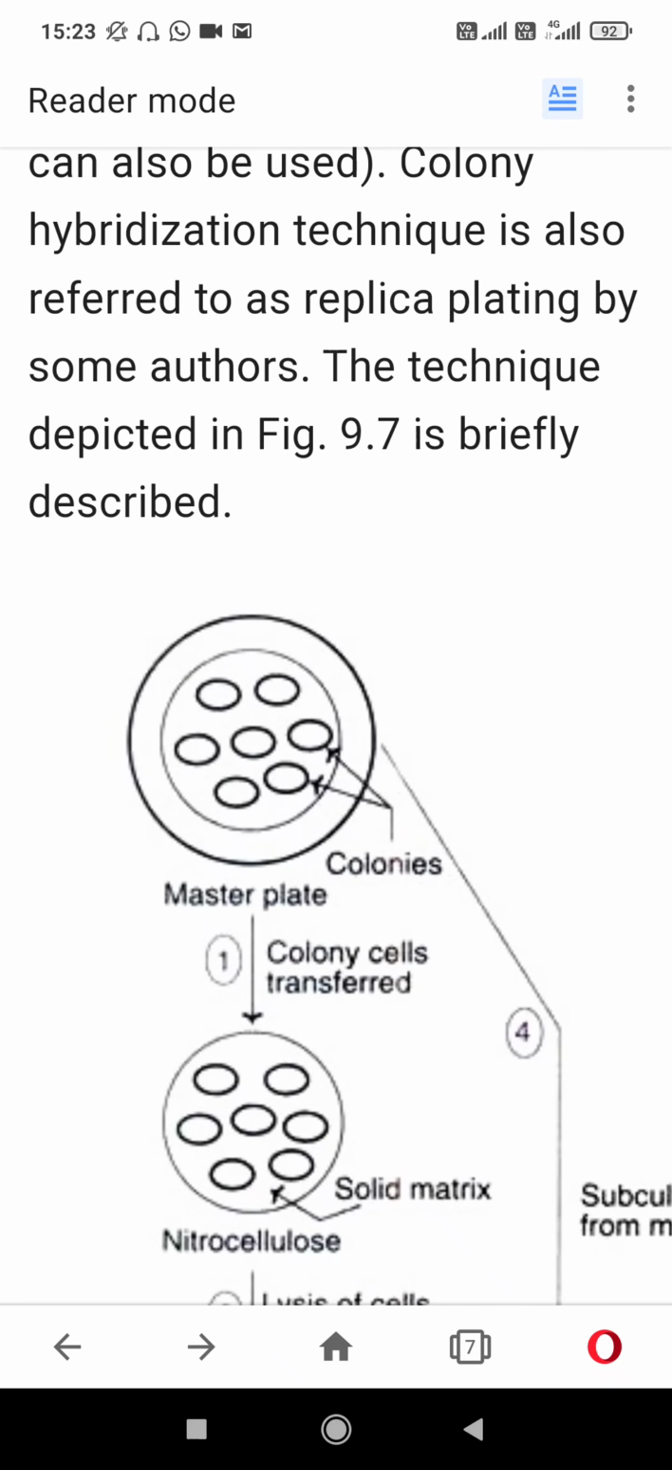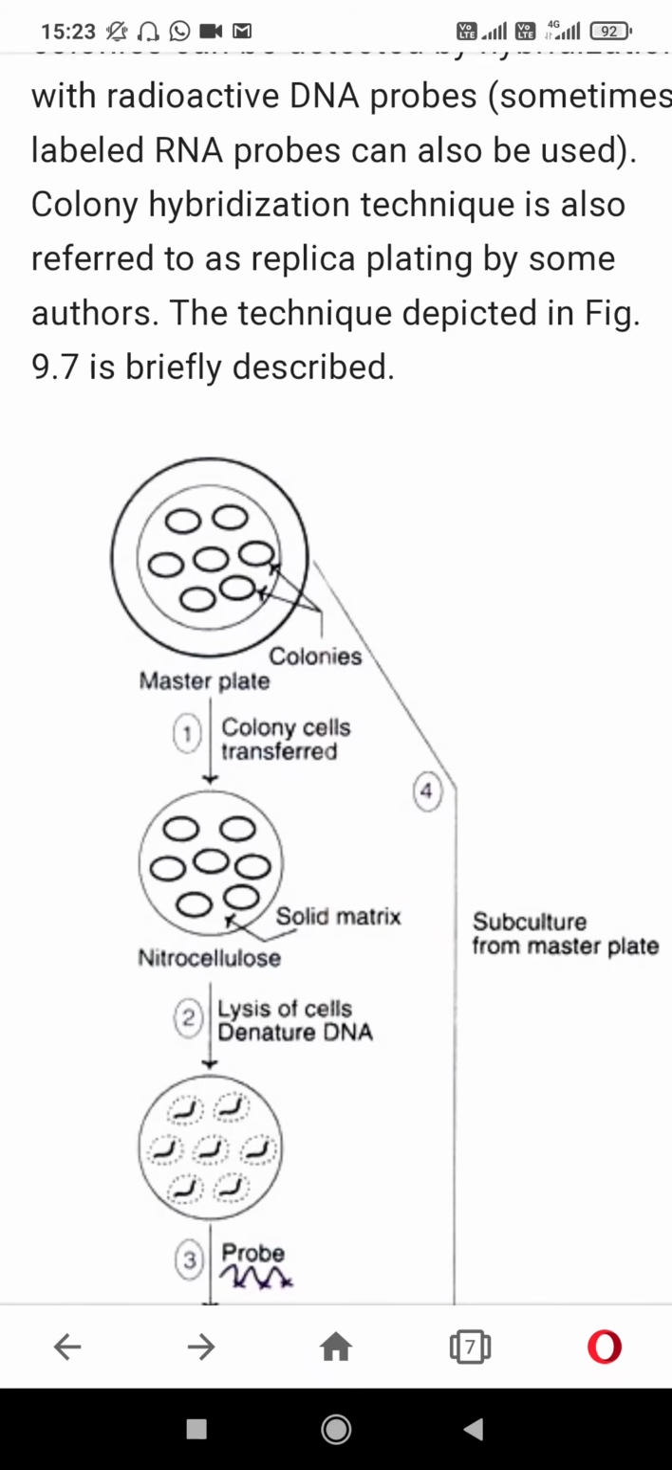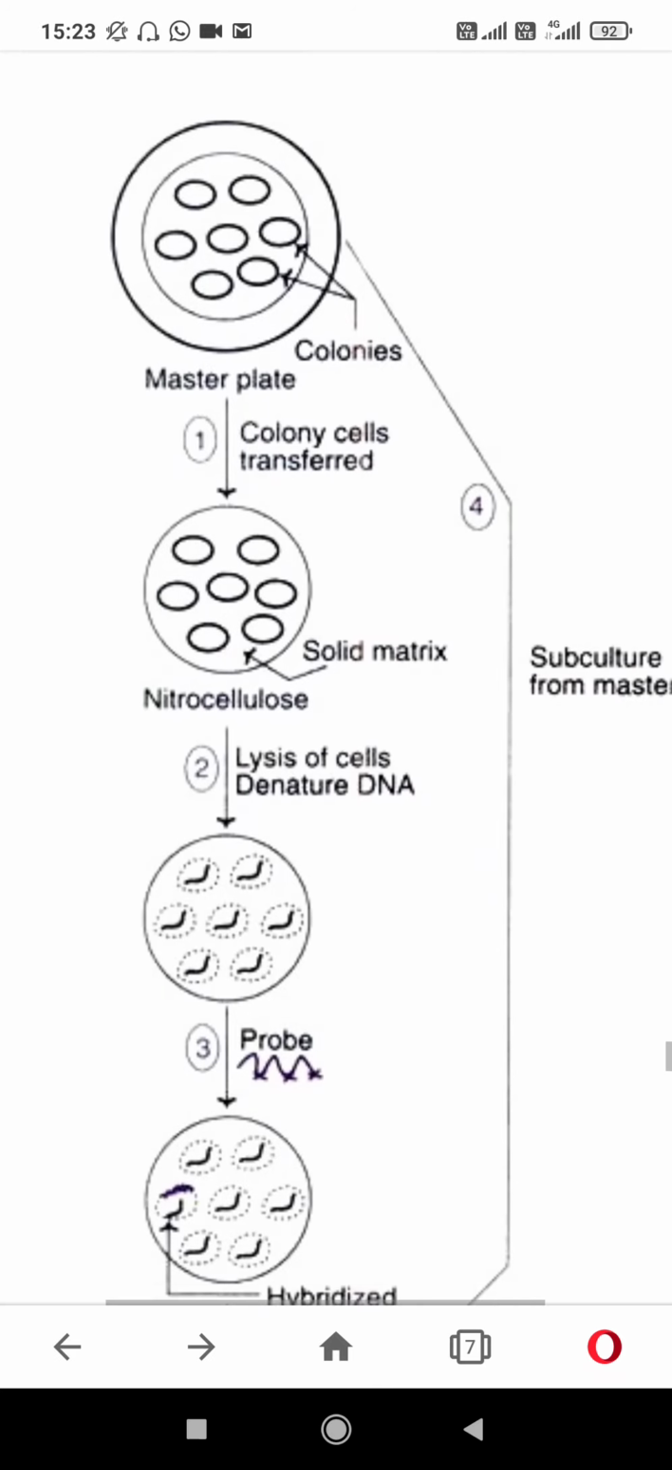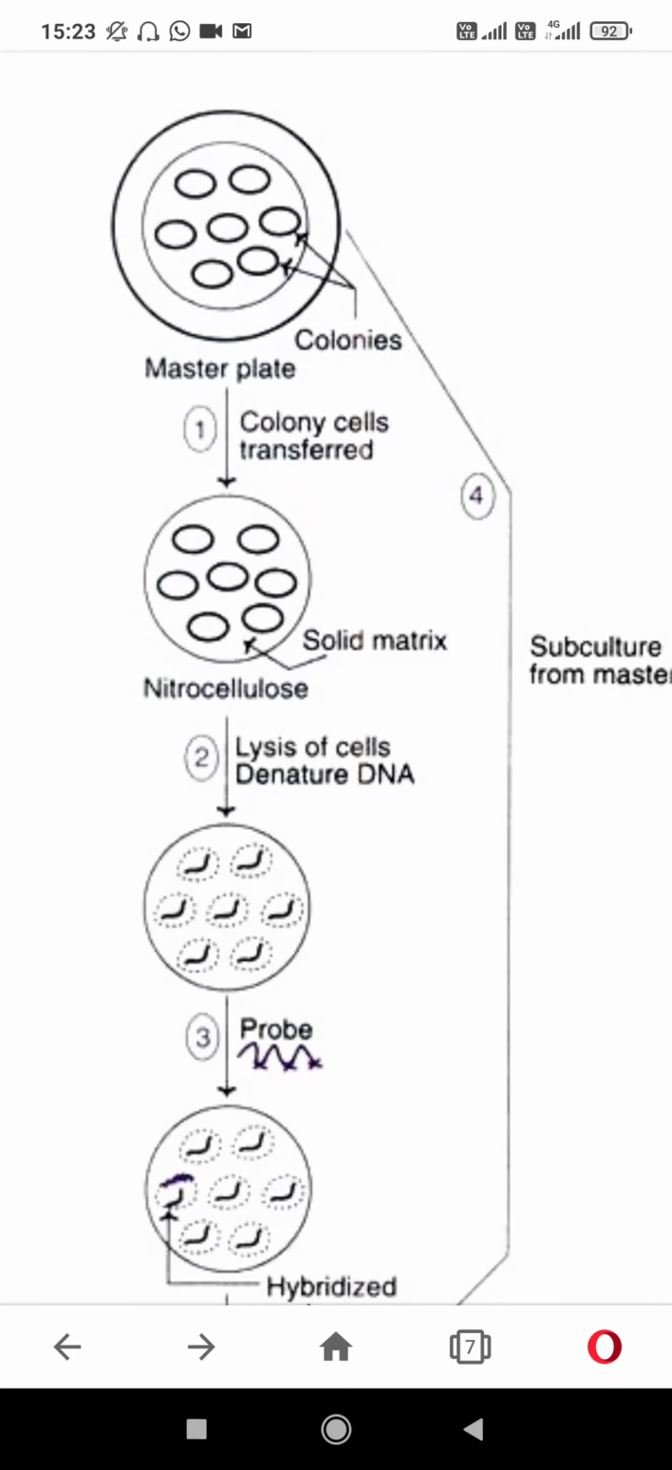So here your colonies are shown as circles. This is the master plate. The colonies are transferred from the master plate to the nitrocellulose membrane simply by sticking them with the help of a wooden cork containing the nitrocellulose filter membrane. We allow them to touch and press a little bit, so that some of the colonies get stuck to this nitrocellulose filter membrane. And now we allow the nitrocellulose to be treated in various ways, like lysing.